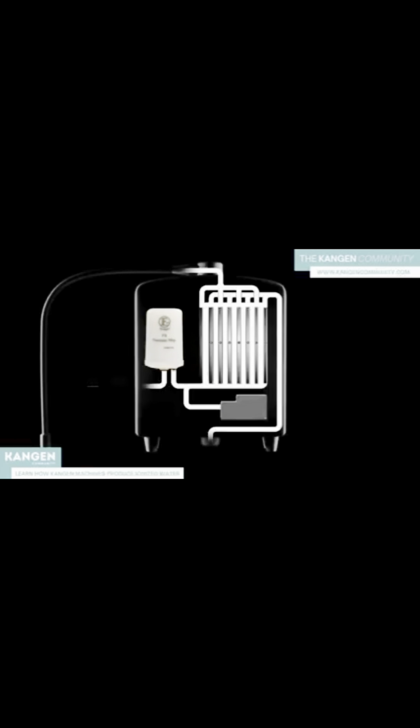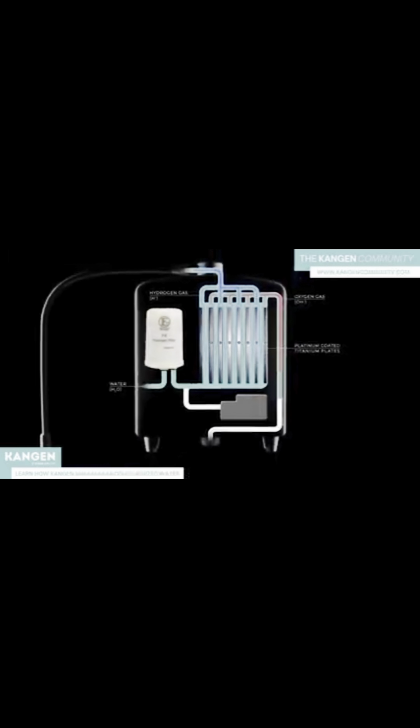Once your tap water has been cleaned of contaminants by your pre-filter, it then enters your top-of-the-line water ionizer, your Kangen machine. Upon entry, the water gets filtered again for any excess chlorine, rust, or sediment, and then moves through the electrolysis chamber. As the water passes over the platinum-coated titanium plates, the electrical charge separates the H2O into hydrogen gas and oxygen gas, creating two streams of water. One is alkaline water, and the other is acidic water.